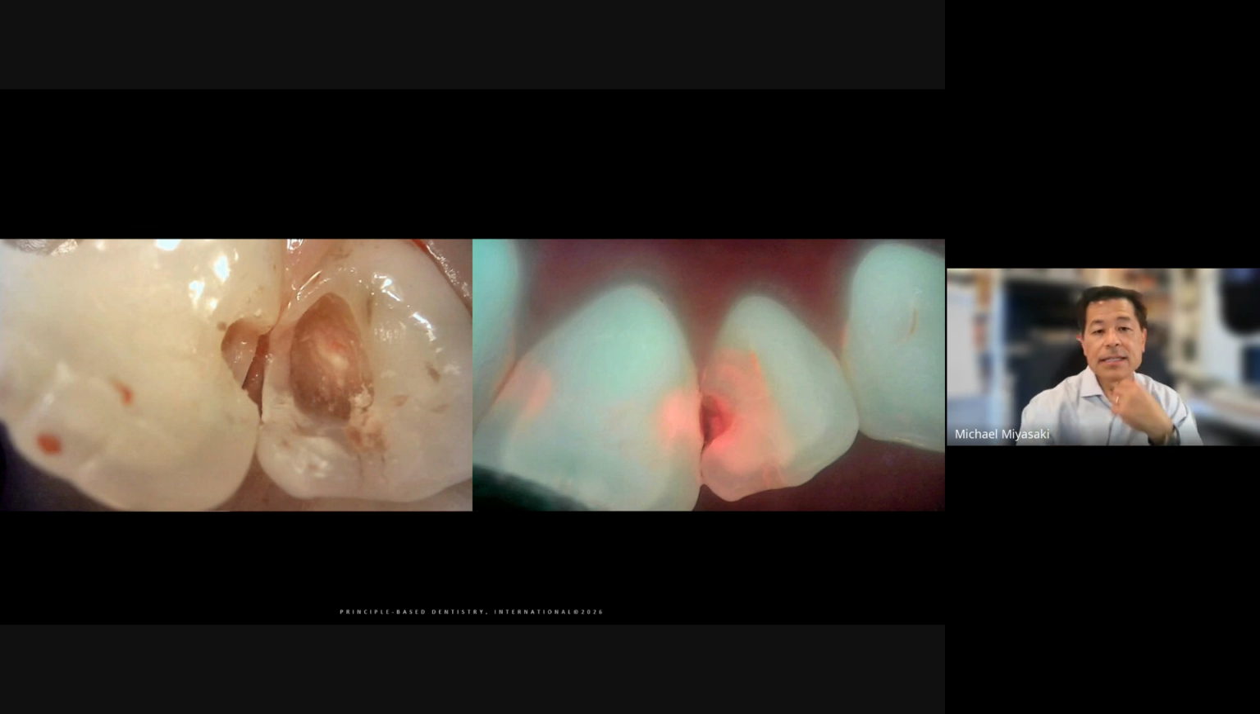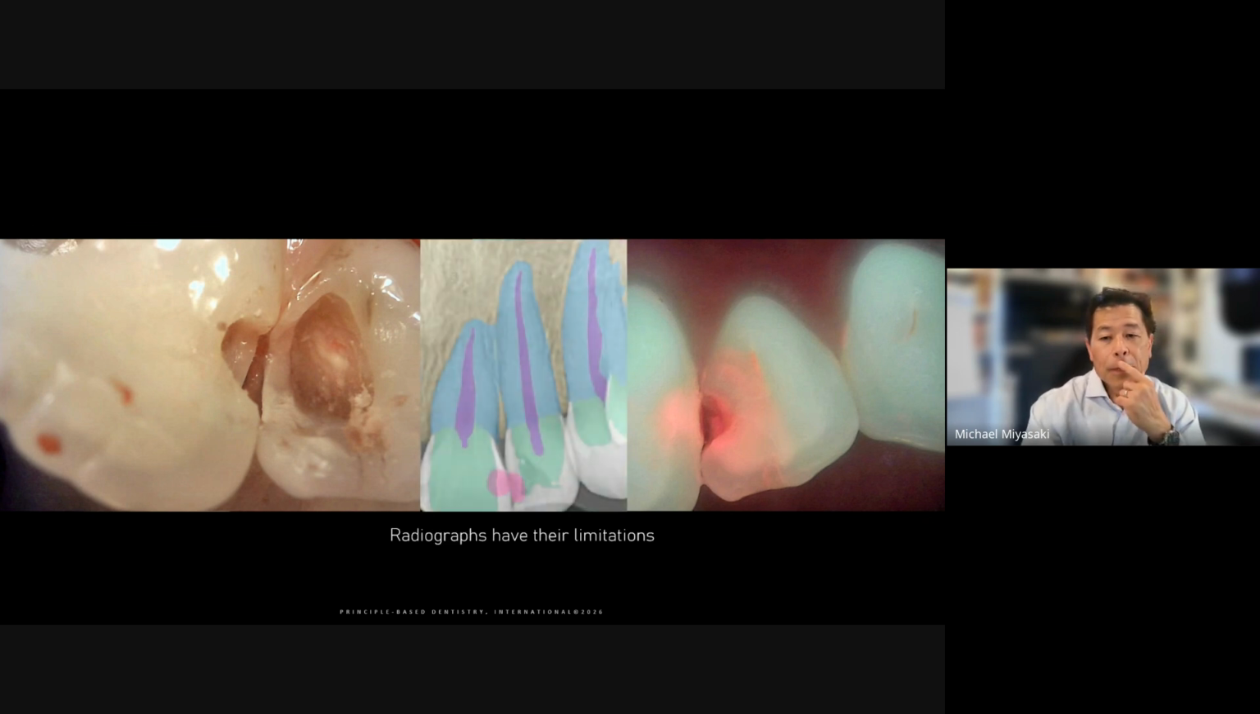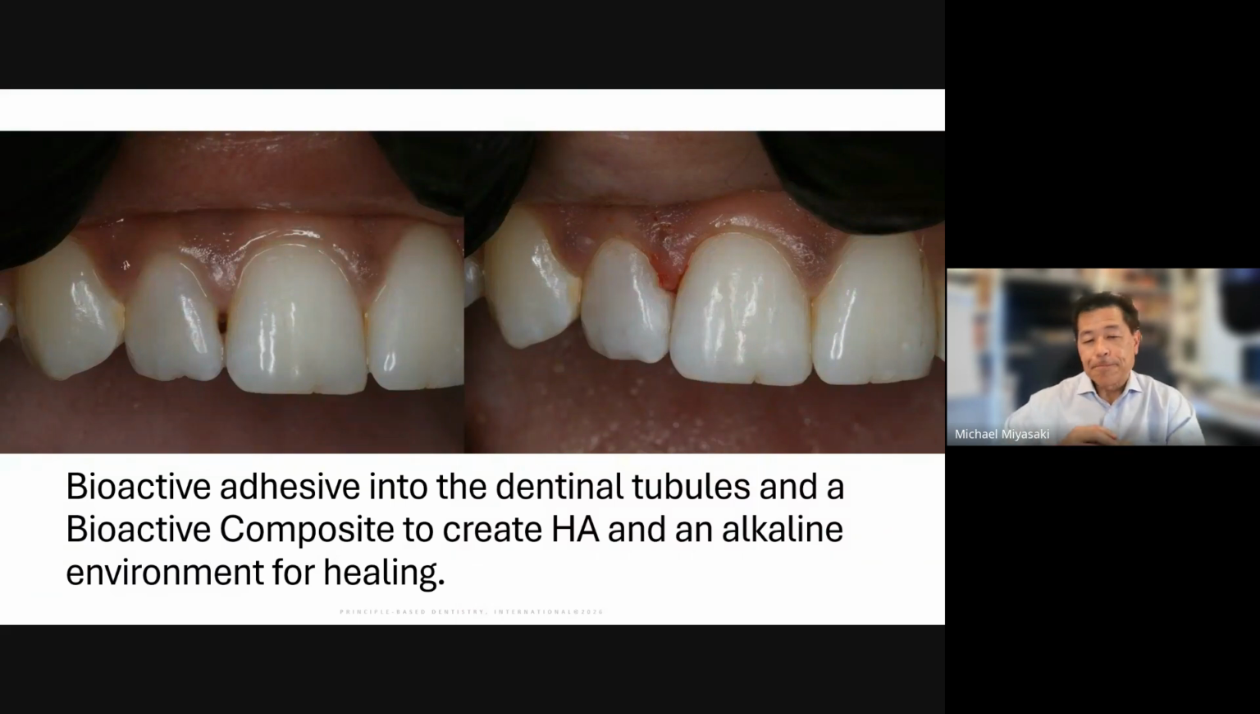And as we began to take this out, you can see we're starting to get a small pulp exposure, where even before with our AI, the fuchsia areas that were showing where the cavitated lesions were, they were not close to the purple areas where the pulp and the nerves were. But we got in there and we did not do the root canal on the lateral incisor. What we did is we used bioactive adhesives that would soak into the dental tubules, helping to create more hydroxyapatite and helping the nerve heal and shield itself.